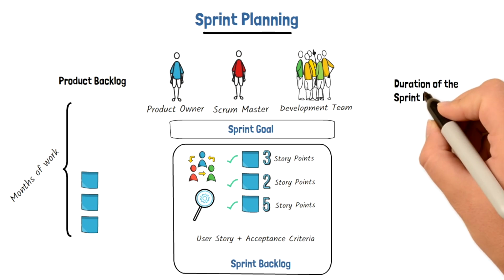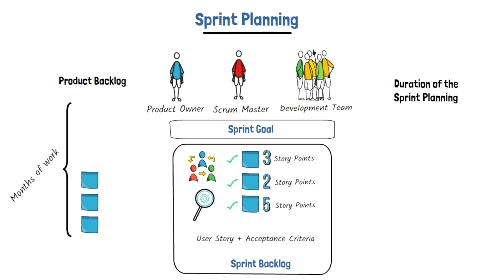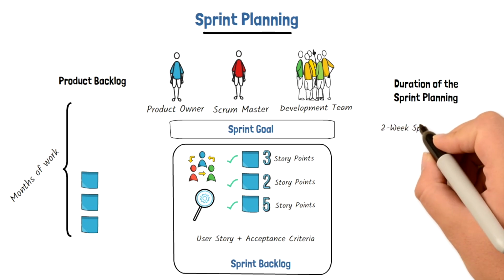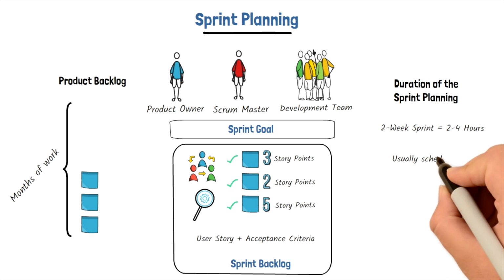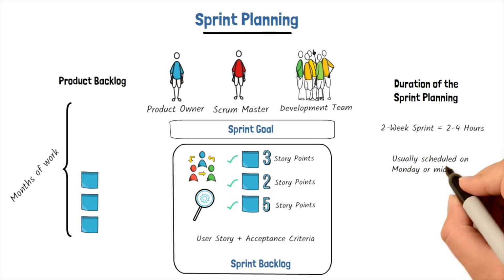The duration of the sprint planning meeting depends on the length of the sprint. If the team performs within a 2-week sprint, the sprint planning meeting should be anywhere from 2 to 4 hours. The more mature the Scrum team is, the more efficient and short the sprint planning usually is. The sprint planning meeting is usually scheduled on Monday or midweek.